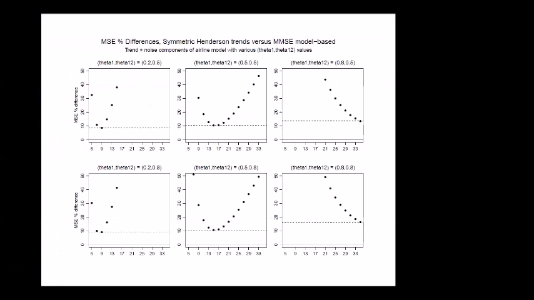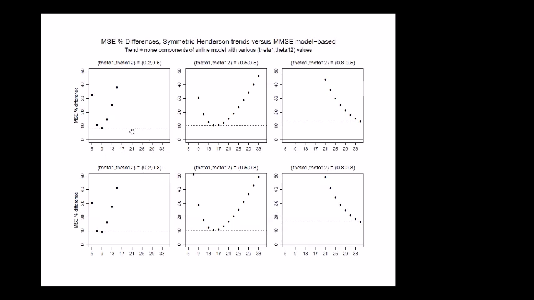So now I'm going to show a whole lot of graphs. Let me explain the first one in some detail. These are mean squared error percentage differences for the non-seasonal model case, so it's just trend plus noise components, for the combinations of airline model parameters shown: 0.2, 0.5, and 0.8. So there are actually 9 combinations. I'm only showing 0.5 and 0.8 for the seasonal moving average parameters.